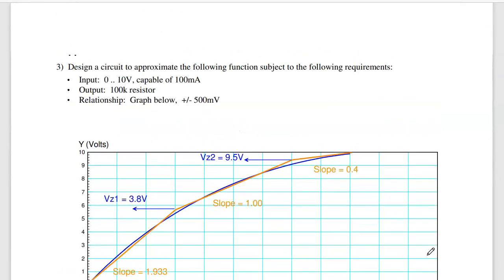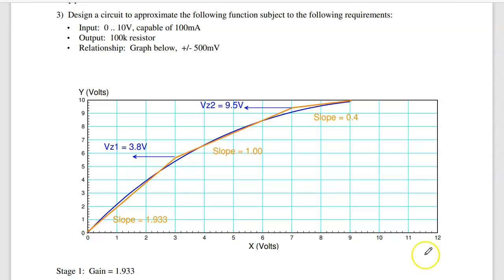Problem 3 is a Clipper circuit. Now with this one, you're given the blue line. Draw a circuit to implement it. So the first step is to draw your straight line approximations. That's the orange lines. And I'll draw an orange line. My requirements say you have to be within half a volt.